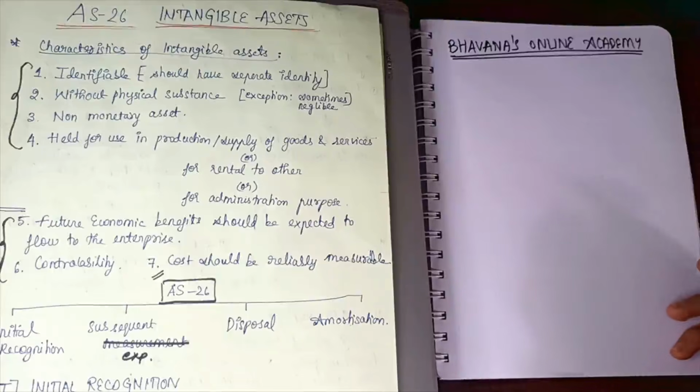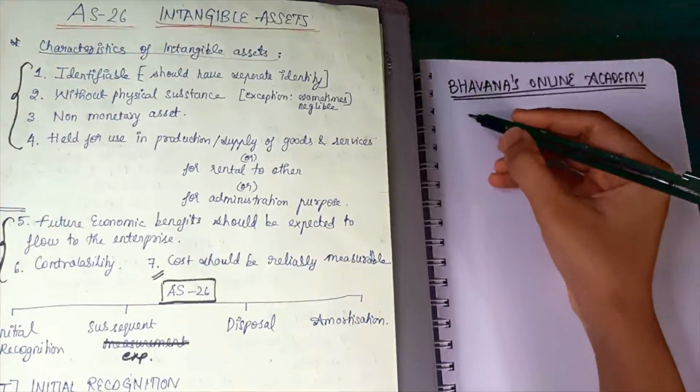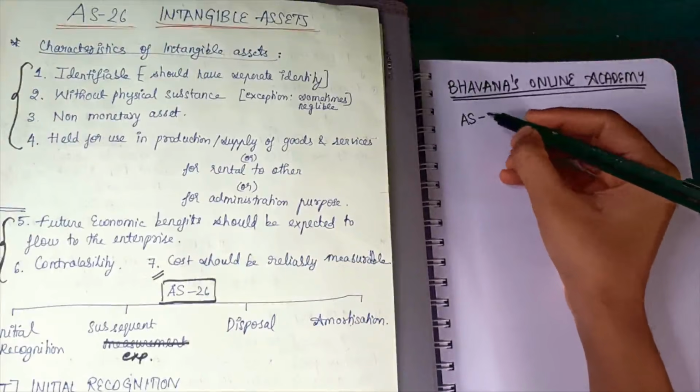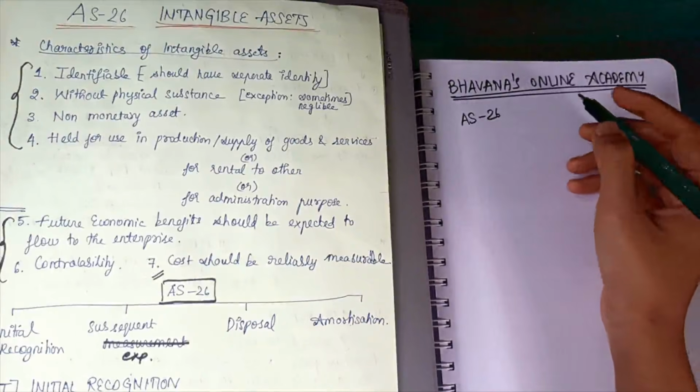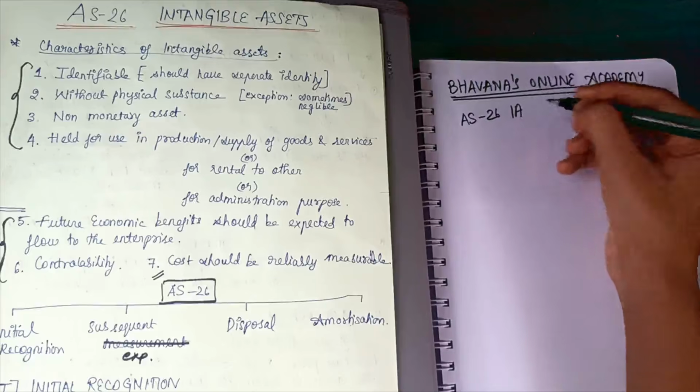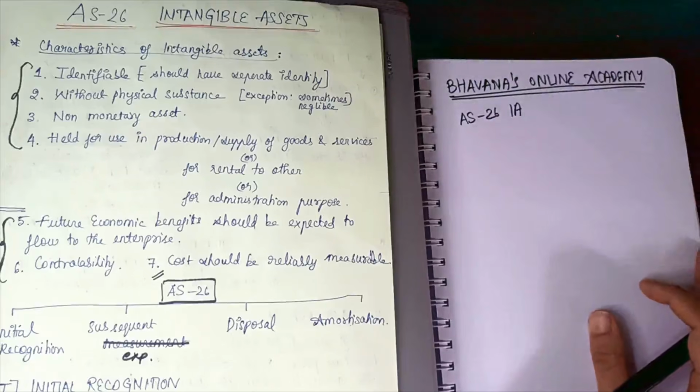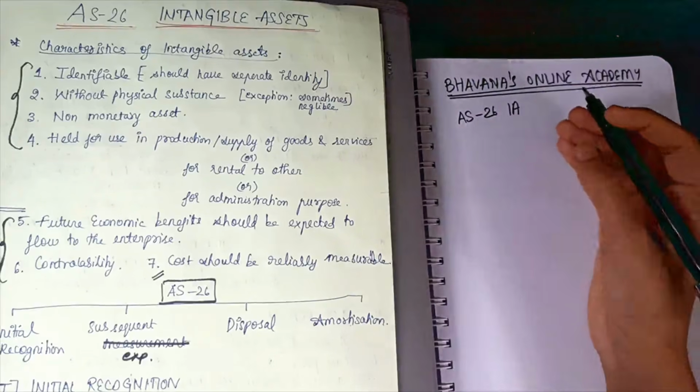Hello guys, welcome. Today we are going to see about AS 26, Accounting Standard 26, which talks about intangible assets. First we are going to see what an intangible asset is.